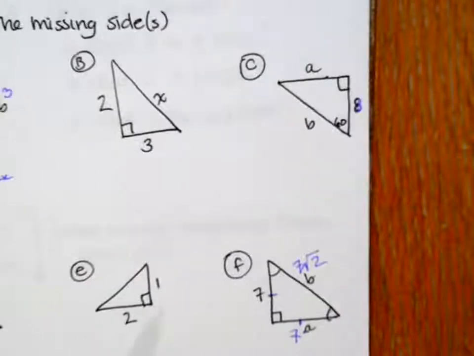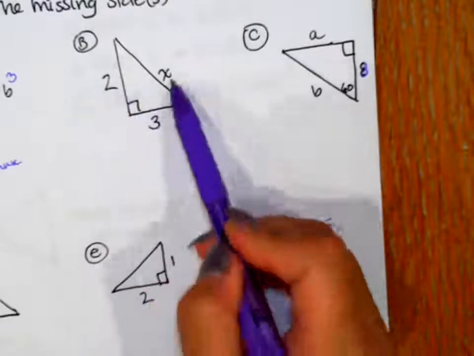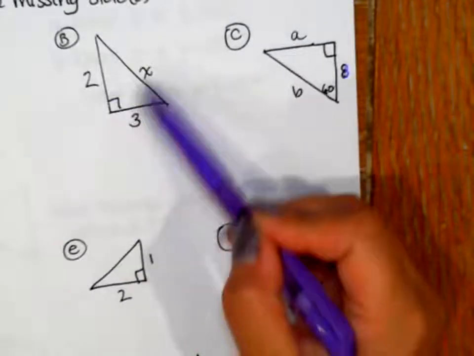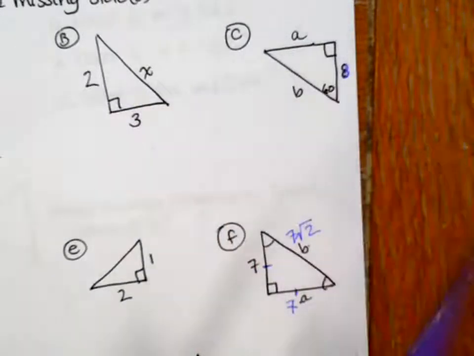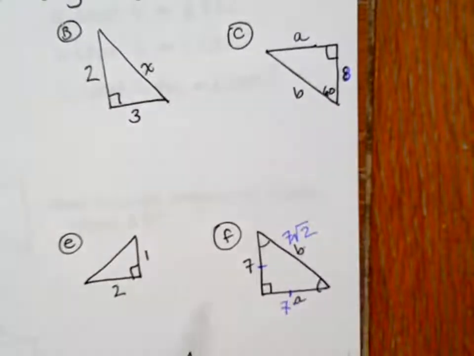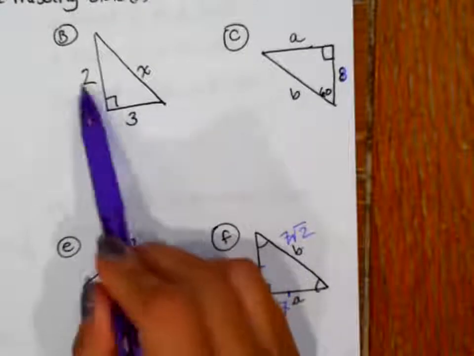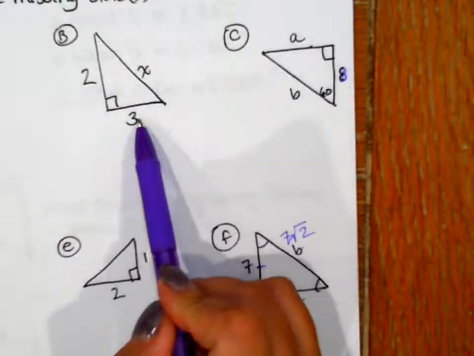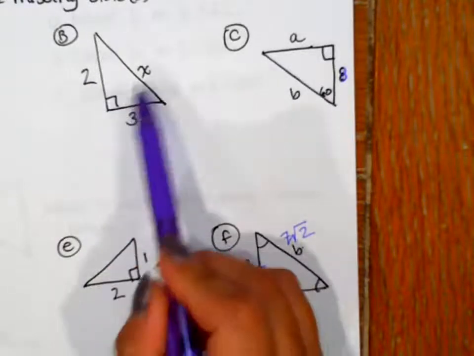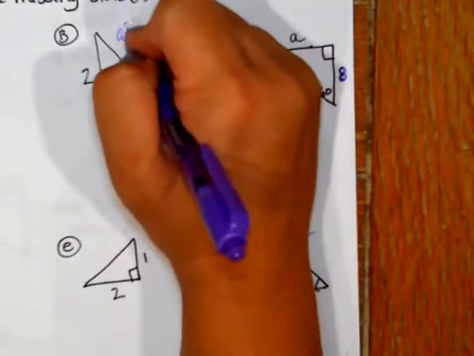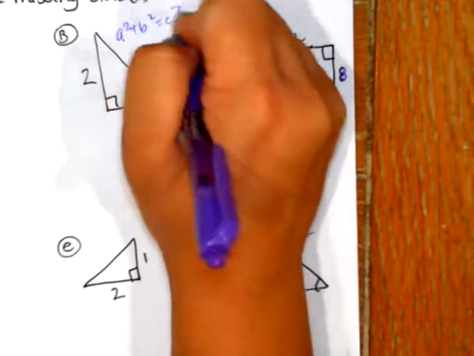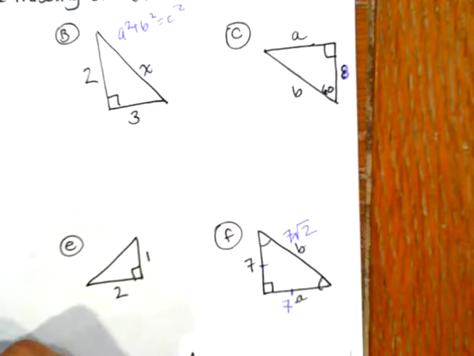This guy right here: 2, 3, and x. The only way you're going to be able to find this, it's not a 45, 45, 90. I know that because these two legs are not congruent. I'm giving you two sides. Use the Pythagorean theorem.